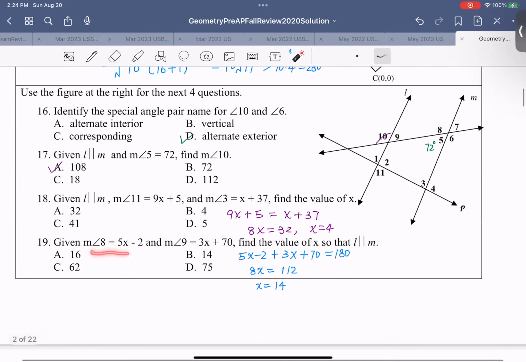The 8 and 9. This time you cannot make these two equal. This 2 is called what angle? Supplementary. So you make the summation equal 180. You solve for x. Okay?